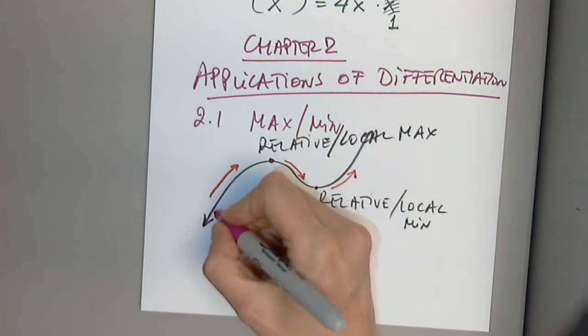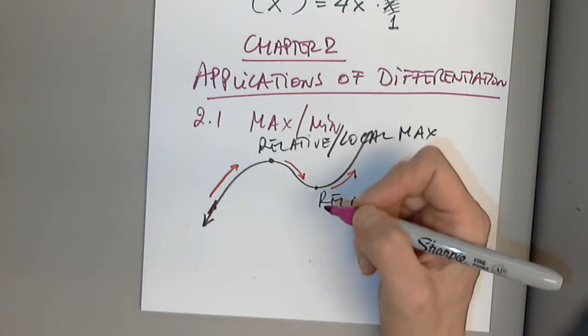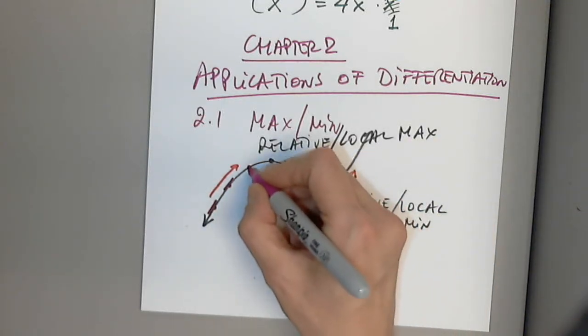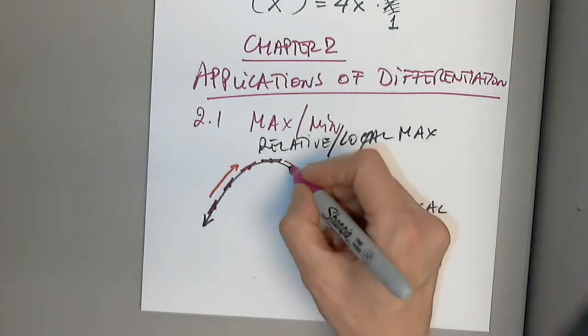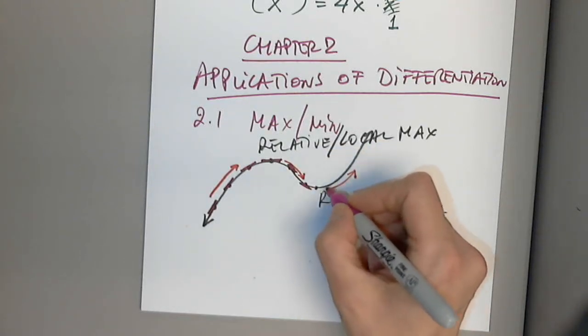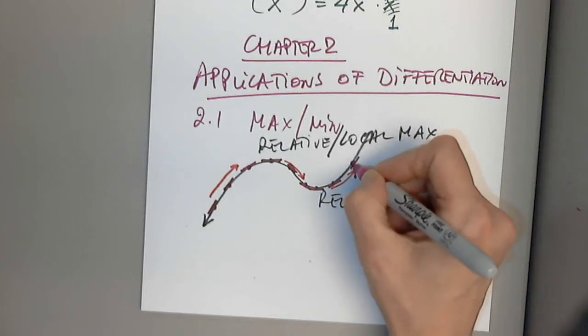Okay, so let's suppose at this point I draw a tangent line. Then at this point I draw a tangent line. And at this point, and this point, and this point, I draw one. And I continue.